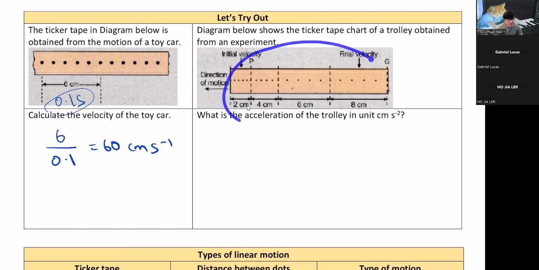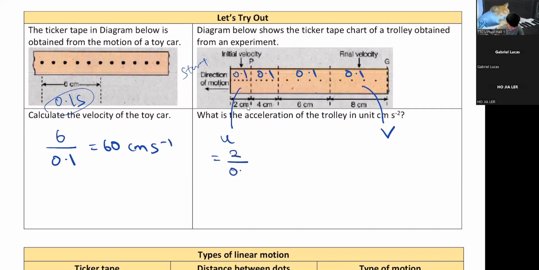And the next one, you look at the arrow. That means we start here. This strip is the U, this strip is the V. Since this is 5 dots, every strip is 0.1. So how do you calculate the U? It's 2 over 0.1, distance over time. So you get 20 cm per second. And V is 8 over 0.1. You get 80 cm per second.